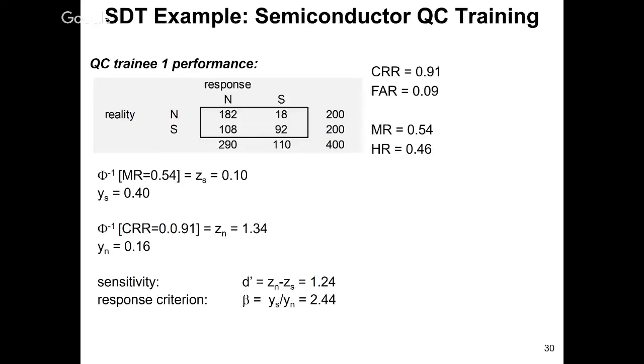So their false alarm rate is 0.09, about 9% of the time they gave a false alarm. Their correct reject, though, was 91% of the time. Then this is probably a problem: they did not do so well when there was actually signal. Their miss rate was 54% of the time. So 108 out of the 200 that were defective, this intern missed. And then the hit rate was 46%.